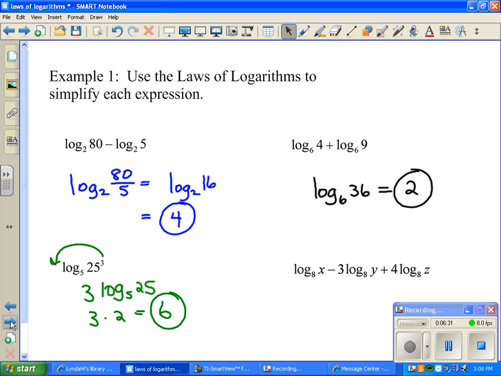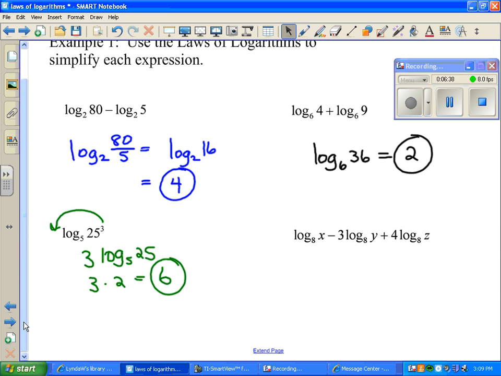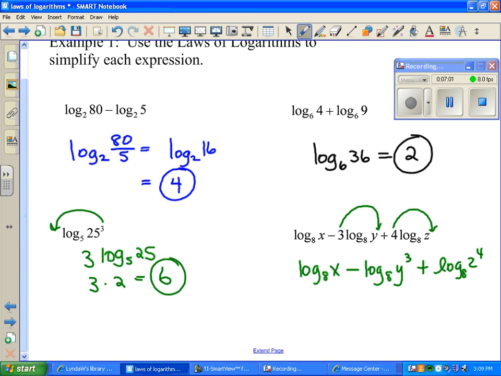Now, the last one is an expression, and it's a 3-term expression. If I'm going to combine these together into one logarithm, the first thing I would do is actually put the numbers in front back into the problem. So I'm going to end up with log base 8 of x minus log base 8 of y cubed plus log base 8 of z to the 4th.